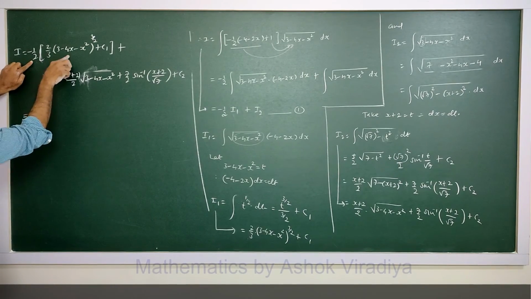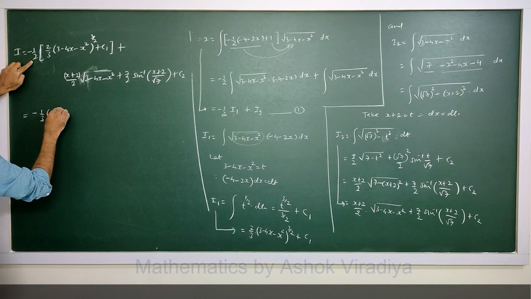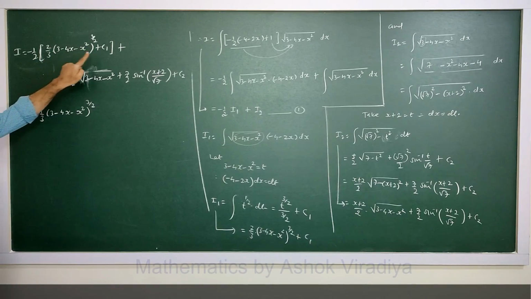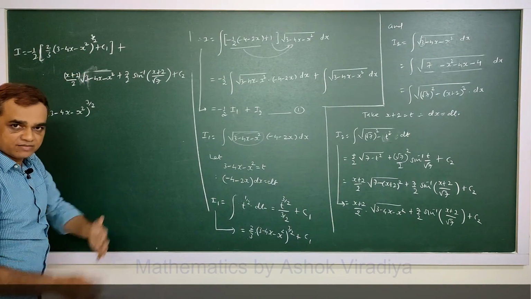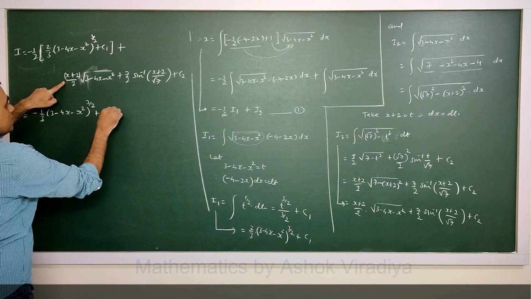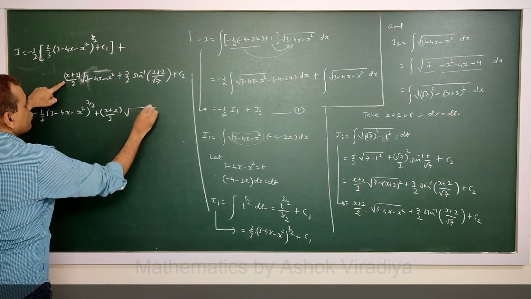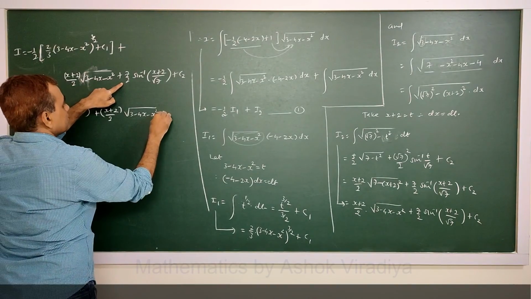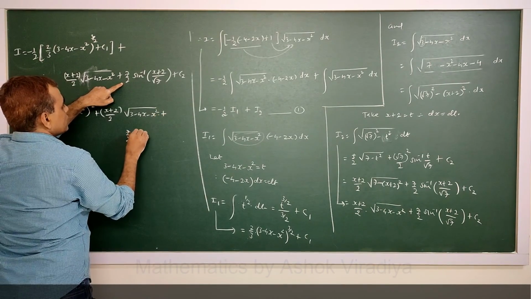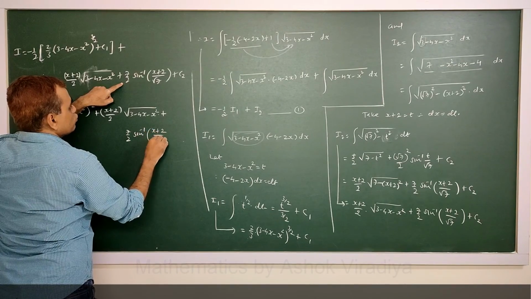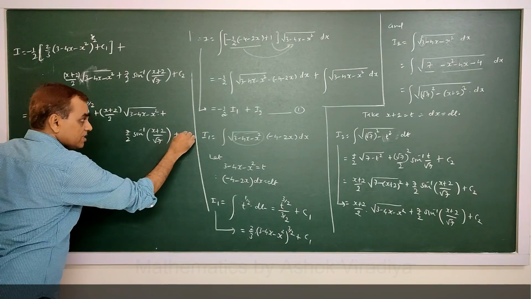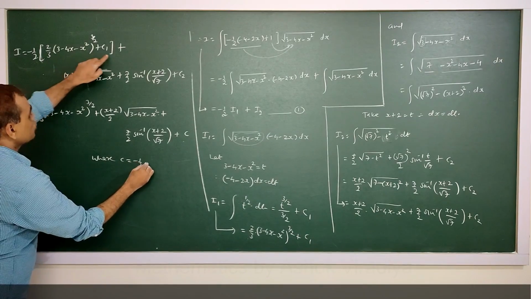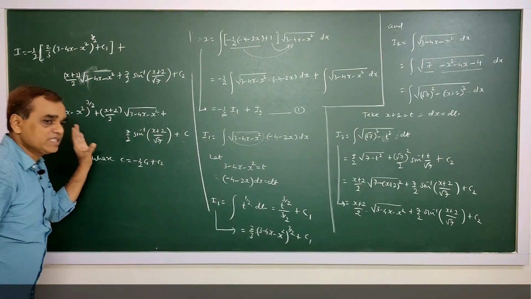So it is equal to, multiplying this number, minus 1 by 3 into (3 minus 4x minus x square) raised to 3 by 2, minus 1 by 2 into c1, that we will join in C, plus x plus 2 by 2 square root of 3 minus 4x minus x square plus 7 by 2 sine inverse of x plus 2 by root 7 plus C, where C is equal to minus 1 by 2 c1 plus c2. So this is the required integral.